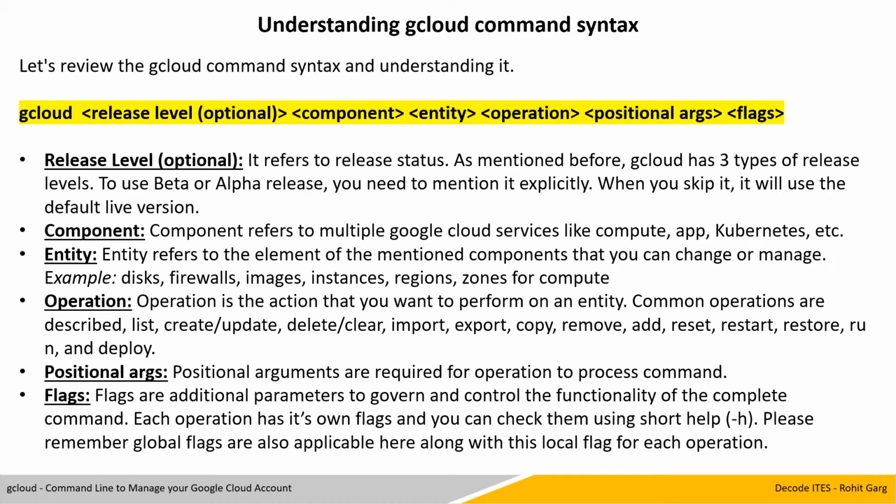Positional argument. Positional arguments are required for the operation to process the command. And next is flag. Flags are additional parameters to govern and control the functionality of the complete command. Each operation has its own, and you can check them using the short help, -h. Please remember global flags are also applicable here along with the local flags for each operation.